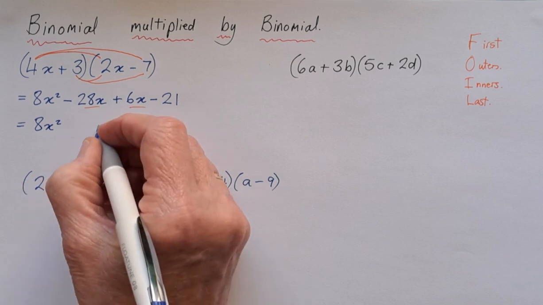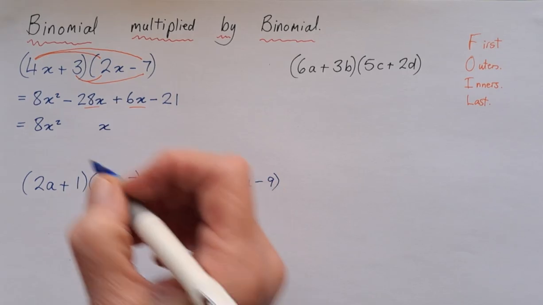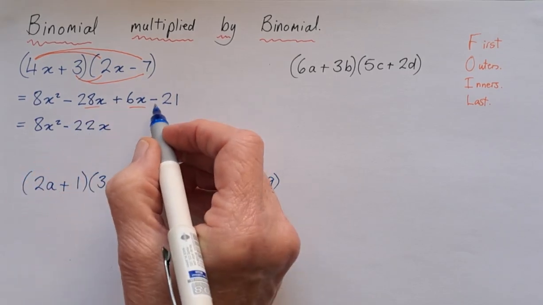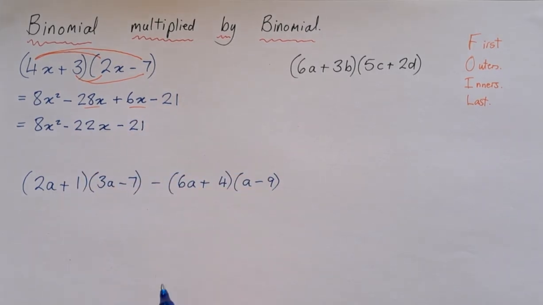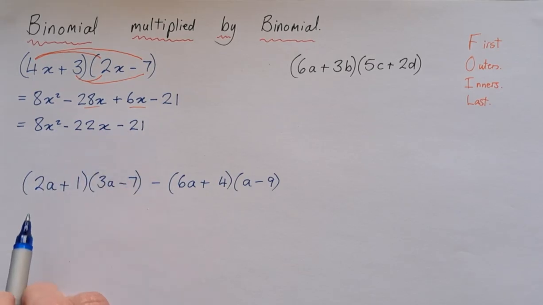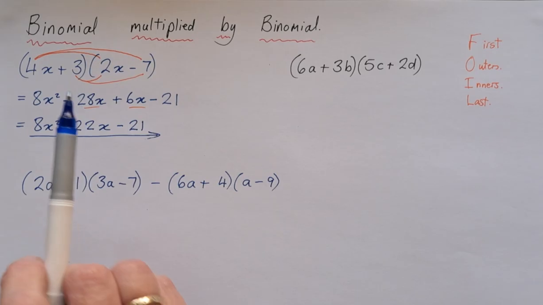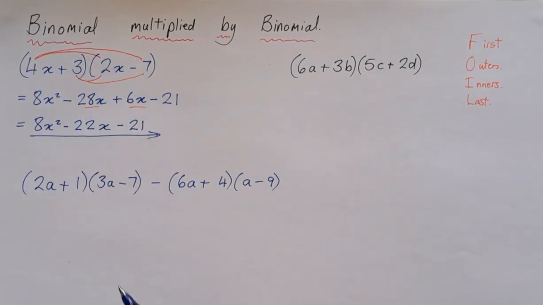Remember, it's going to be something x. So negative 28 plus 6 is going to give me negative 22x. And then my negative 21, my constant, is just going to remain as it is. And you can see now that my answer is in descending powers of x. And that will be the trinomial that has been created from multiplying this binomial by another binomial. Let's have a look at the one on the right-hand side and see what happens with that.